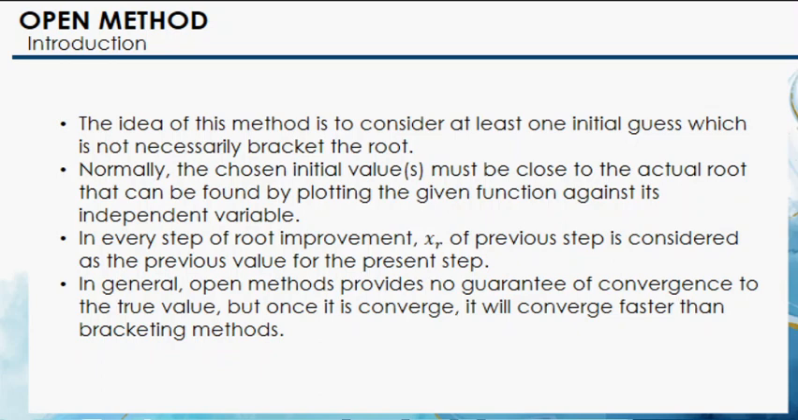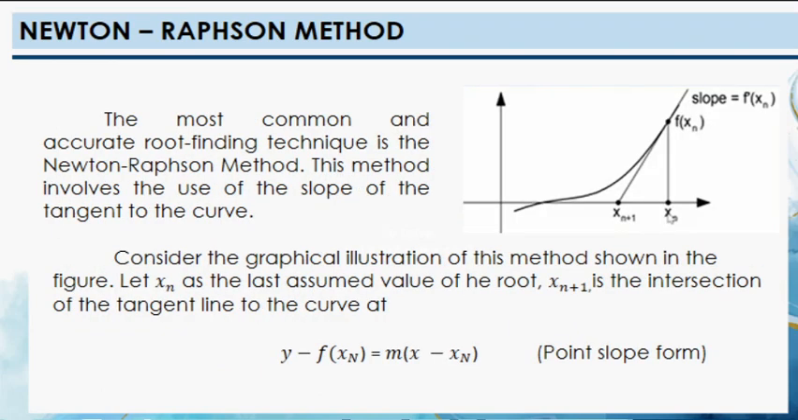So, the idea of this method is to consider at least one initial guess which does not necessarily bracket the root. Normally, the chosen initial values must be close to the actual root that can be found by plotting the given function against its independent variable. In every step of root improvement, x of r of previous steps is considered as the previous value of the present step. In general, open methods provide no guarantee of convergence to the true value. But once it converges, it will converge faster than the bracketing method.